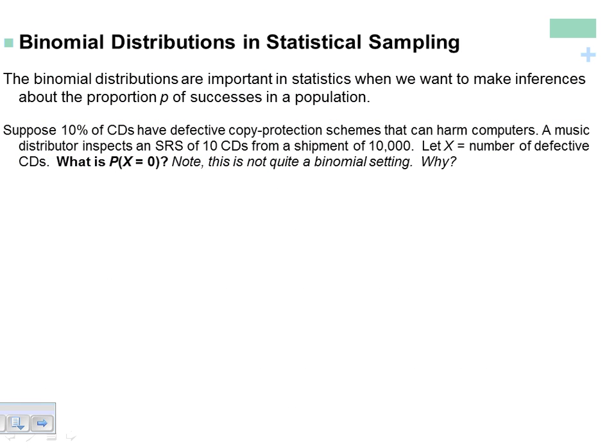All right, so we're going to go to this next one. Binomial distributions and statistical sampling. Binomial distributions are important in statistics when we want to make inferences about the proportion p of students in a population. So we're going to take this sample and see if we can infer things about the population. Suppose 10% of CDs have defective copy protection schemes that can harm computers. A music distributor inspects a simple random sample of 10 CDs from a shipment of 10,000. Let X equal the number of defective CDs. What's the probability that X equals 0?